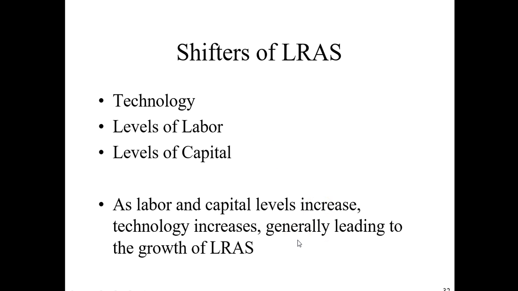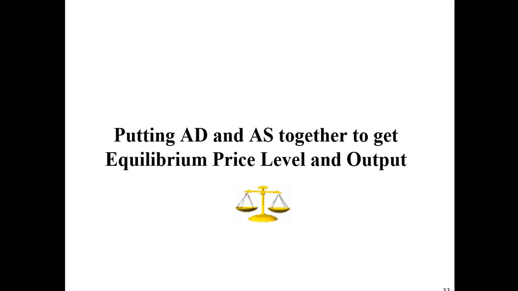And so as labor and capital levels increase, technology increases, and this generally leads to the growth of long-run aggregate supply. Because again, I said labor is typically knowledge and educated labor. And so with that increase is going to come greater technology. So it kind of creates a closed loop of increase.